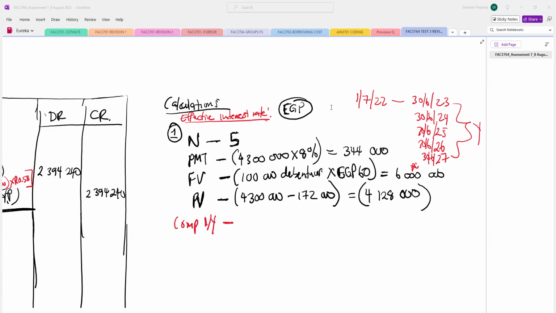Because at this point in time, I'm looking for an interest rate, so I can use anything, but don't mix them. Please don't mix them. You cannot have, for example, my PMT in rand and my future value in Egyptian pound. That is already wrong. So if I'm going to use Egyptian pounds, I'm going to use Egyptian pounds throughout. If I'm going to use rand, I'm going to use rand throughout. But it has to be the same. I cannot mix them. All right.